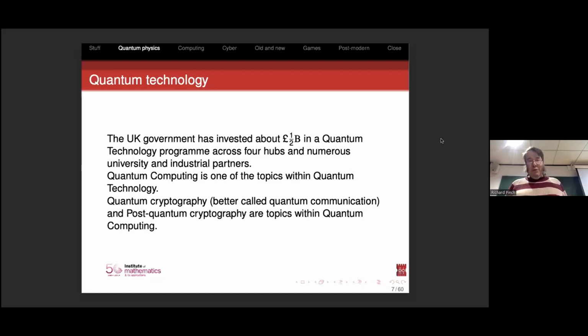Quantum cryptography are topics within quantum computing. And if quantum computing is a niche within quantum technology, and if post-quantum cryptography is a niche within quantum computing, then I was in charge of a niche within that niche. And so I can tell you what a niche is. It's a factor of about 20. So I got about 1/20th of 1/20th of 1/20th of that £500 million to spend at one point in my career, when I was working for Her Majesty.